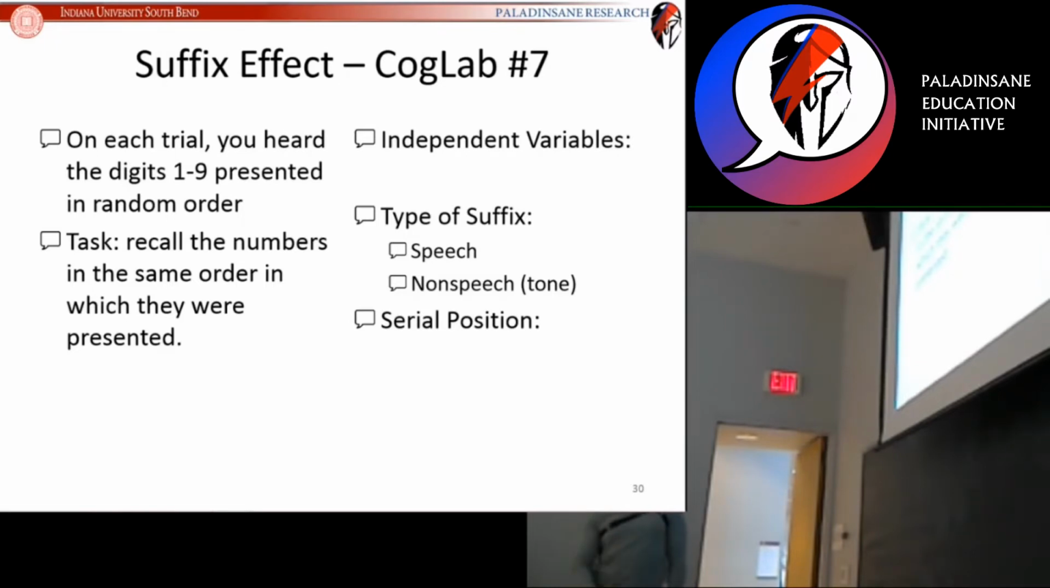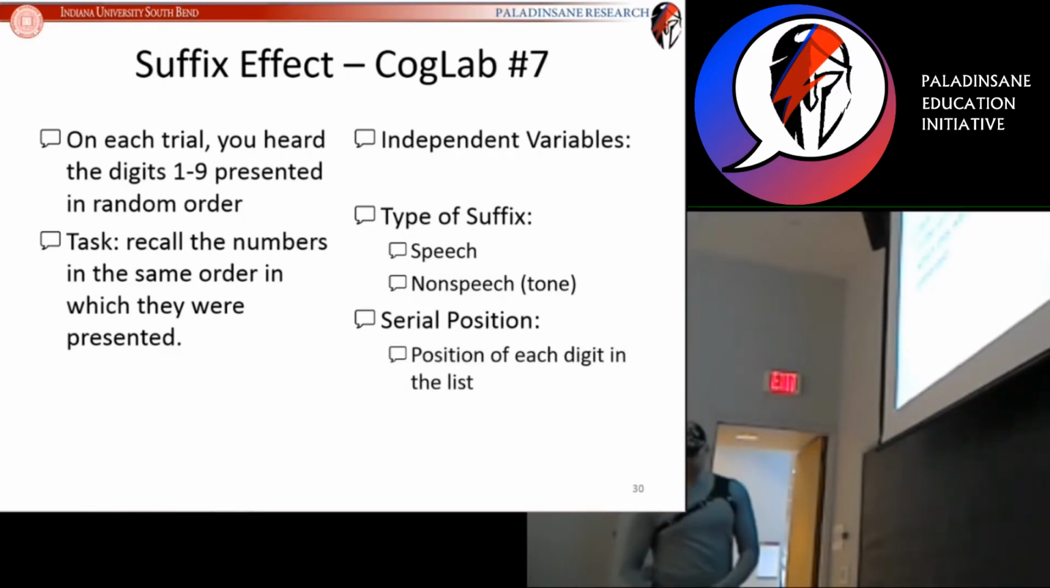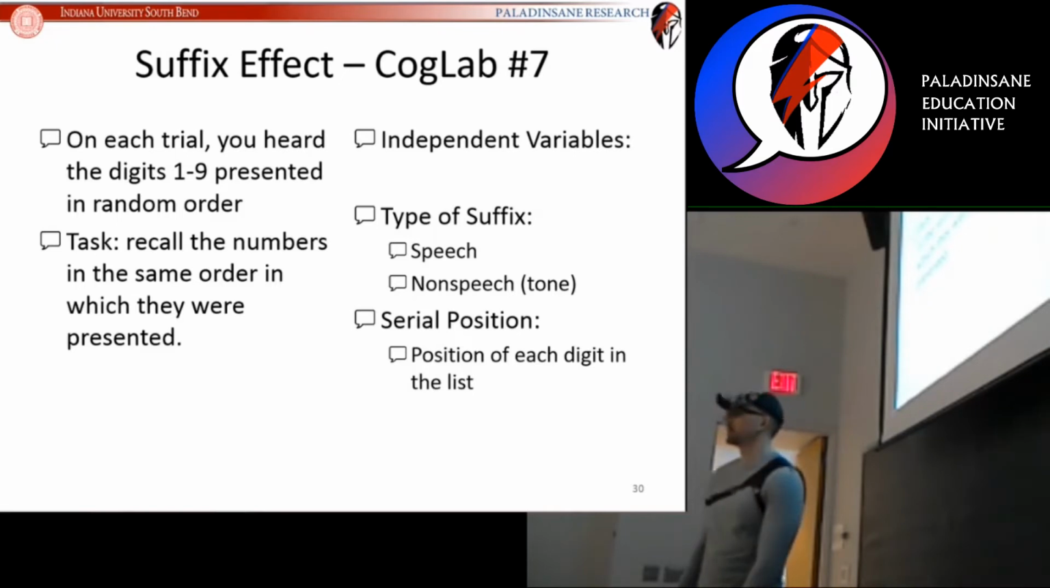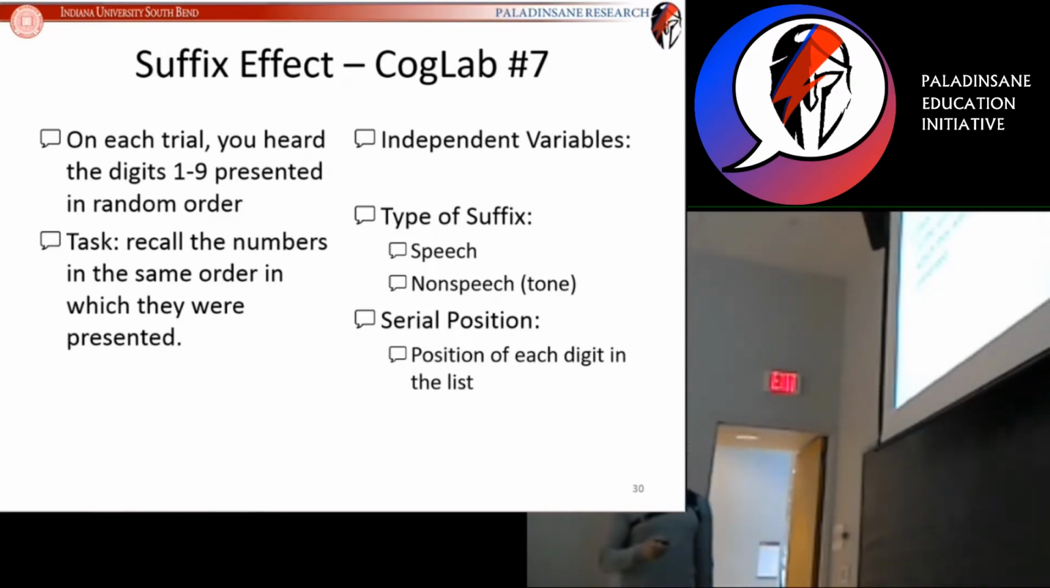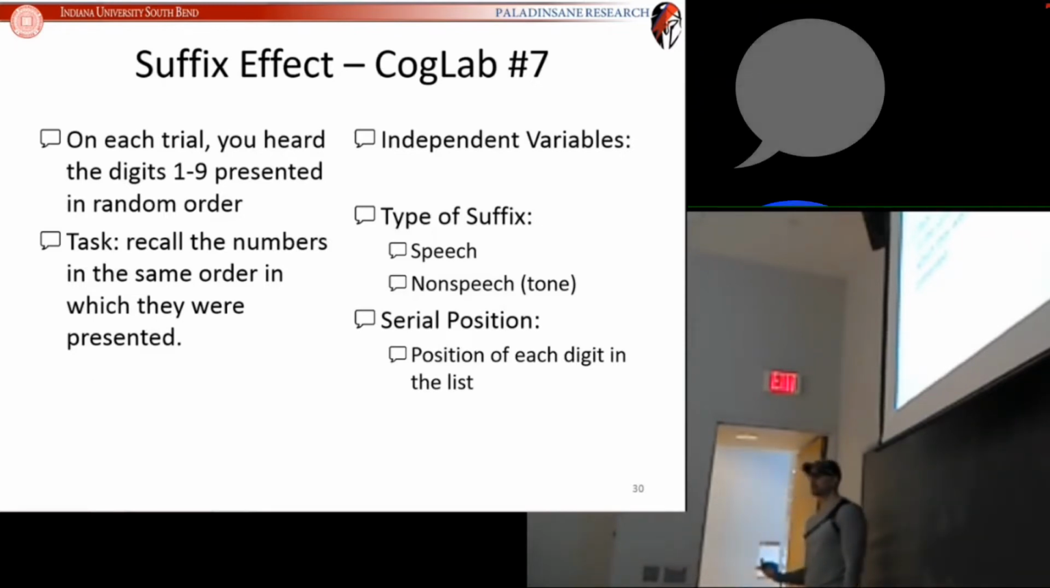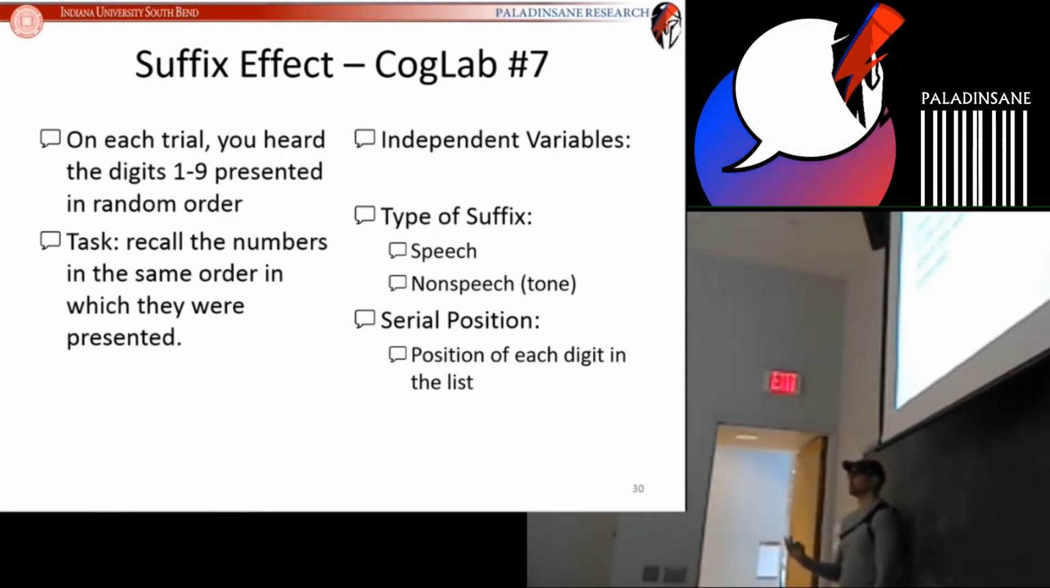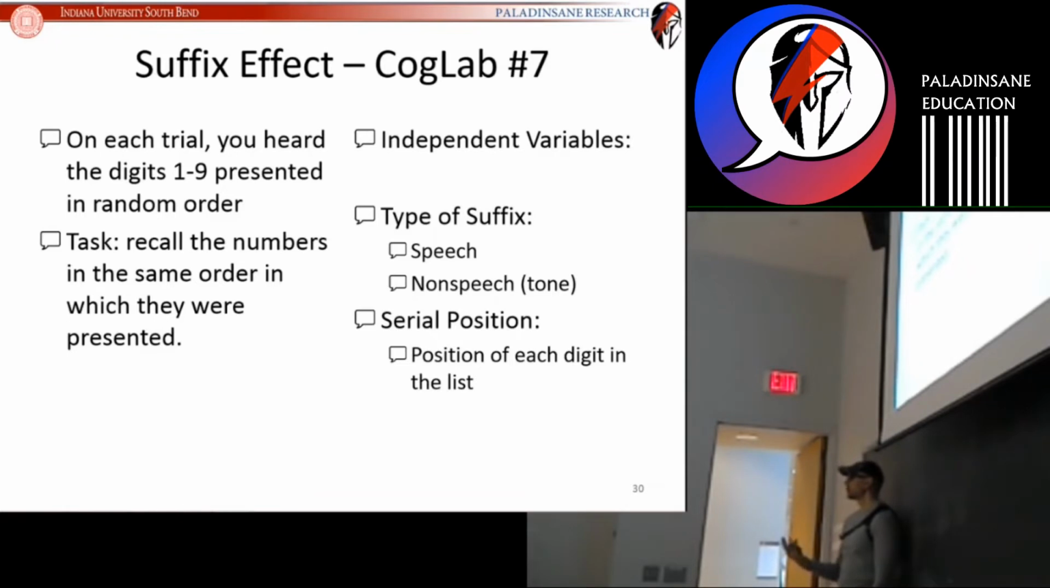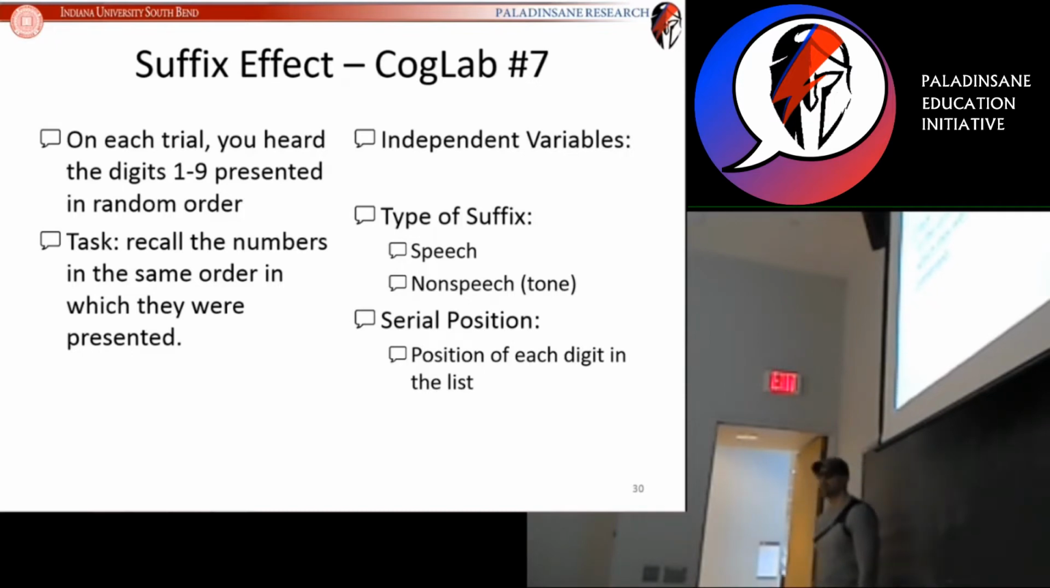And then the other independent variable was the serial position, which was the position of each digit on the list. So in other words, were you better at remembering the first number that you heard? How good were you at remembering the second number? How good were you at remembering the fifth number? And what about that last number? What about that ninth number? How good were you at remembering that particular number?